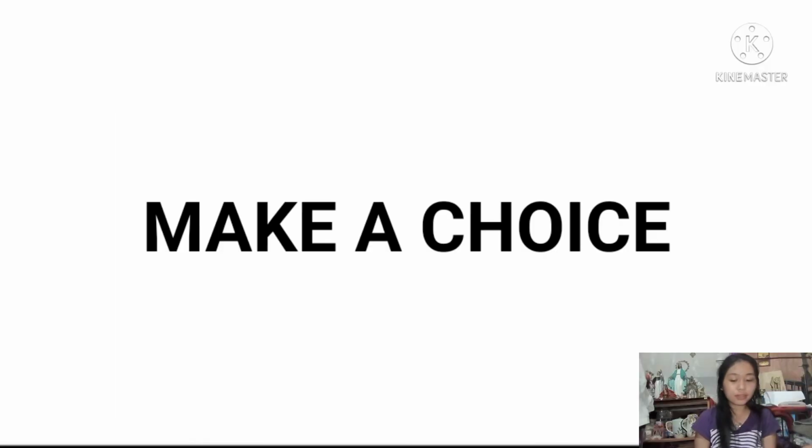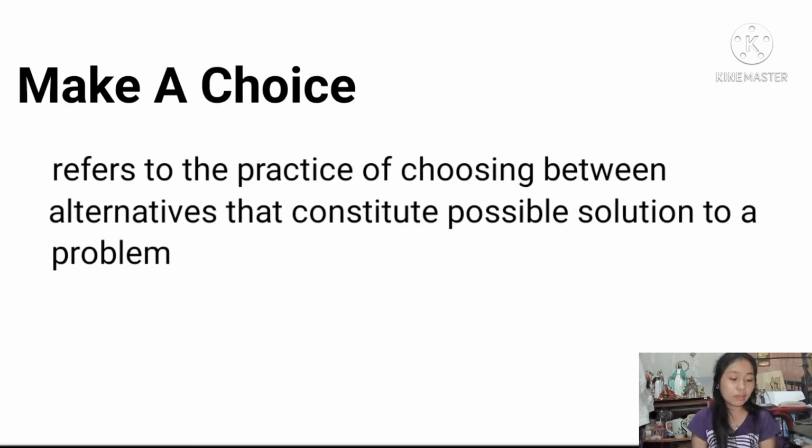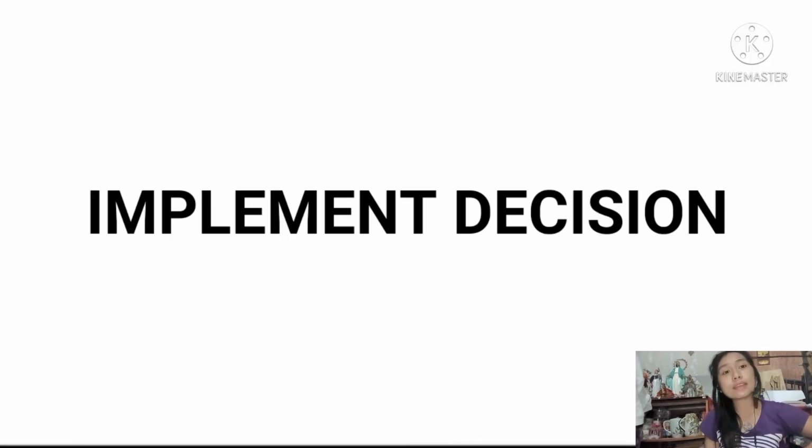Next is make a choice. Choice making refers to the practice of choosing between the alternatives that constitute possible solutions to a problem. After you determine the viability of the alternatives or the solutions, and after we properly assess them, it is time to make a choice. Next step is the implementation of the decision.